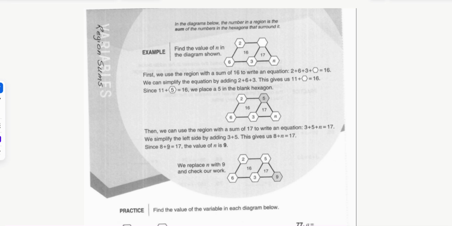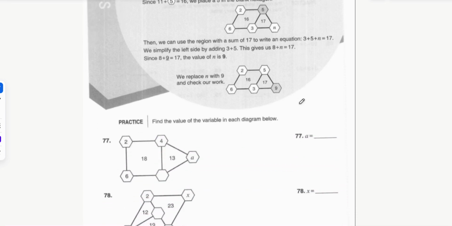Then we can use the region with the sum of 17 to write the equation 3 plus 5 plus n equals 17. We simplify the left side by adding 3 plus 5. This gives us 8 plus n equals 17. Since 8 plus 9 equals 17, the value of n is 9. Then we replace n with 9 and check our work.